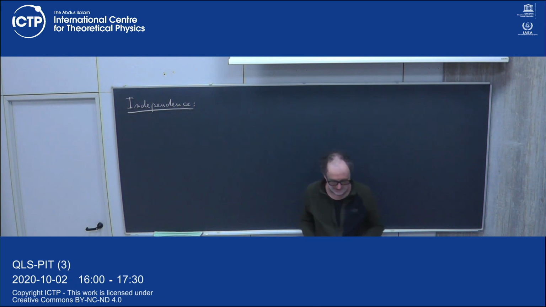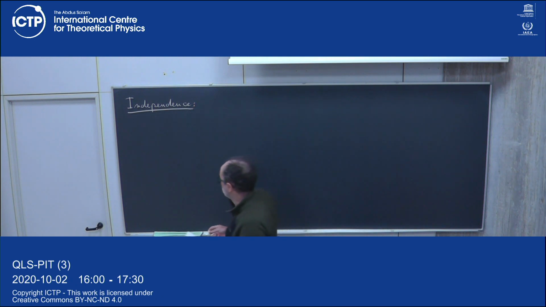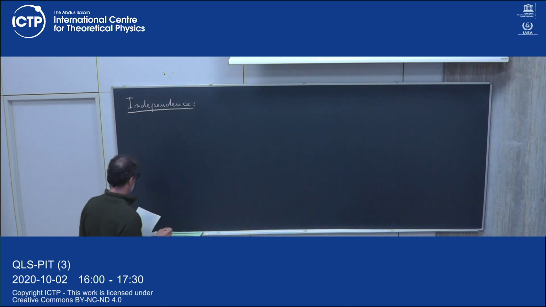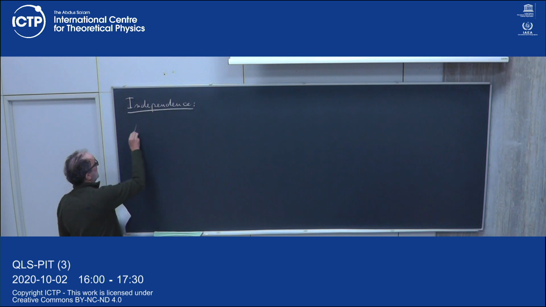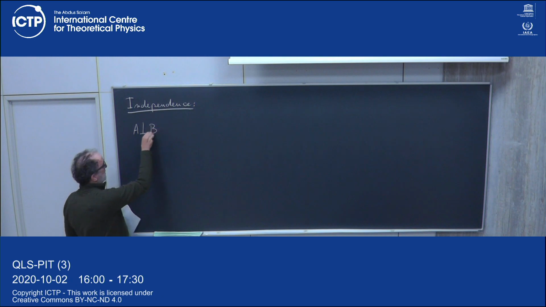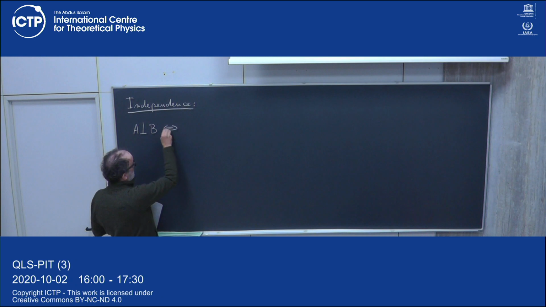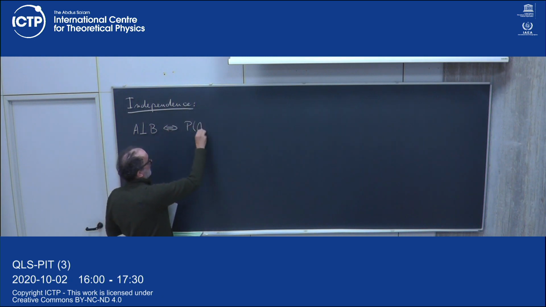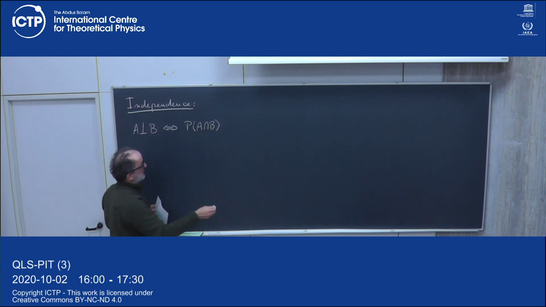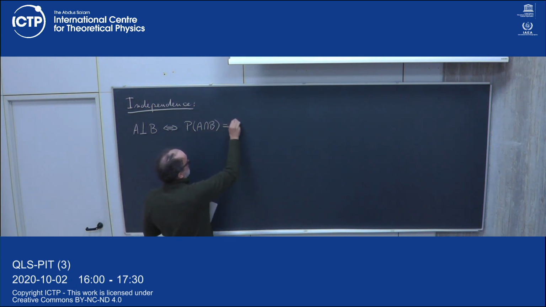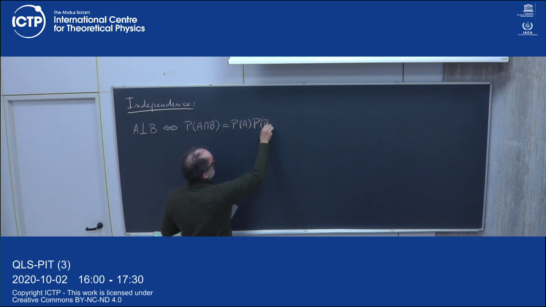So welcome back. Today we are going to discuss independence. The definition is that we say that two events A and B are independent, which I will denote by this symbol, if the probability of A intersection B, the probability of A and B, is equal to the probability of A times the probability of B.